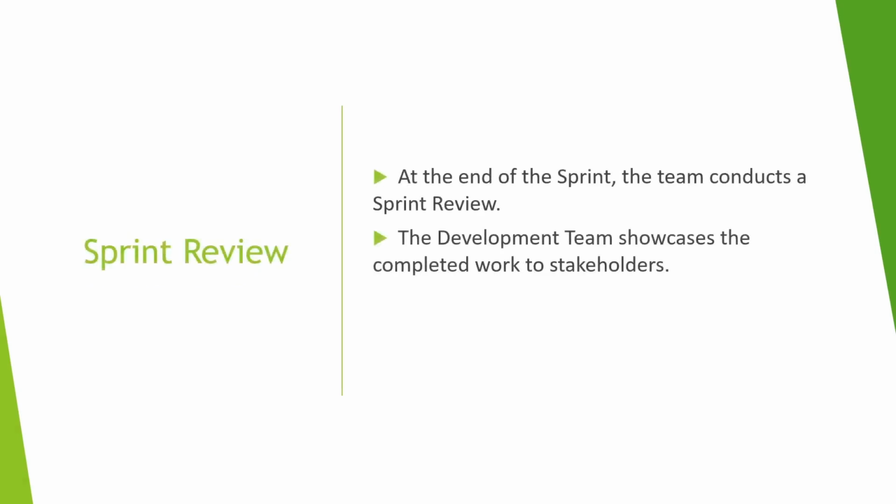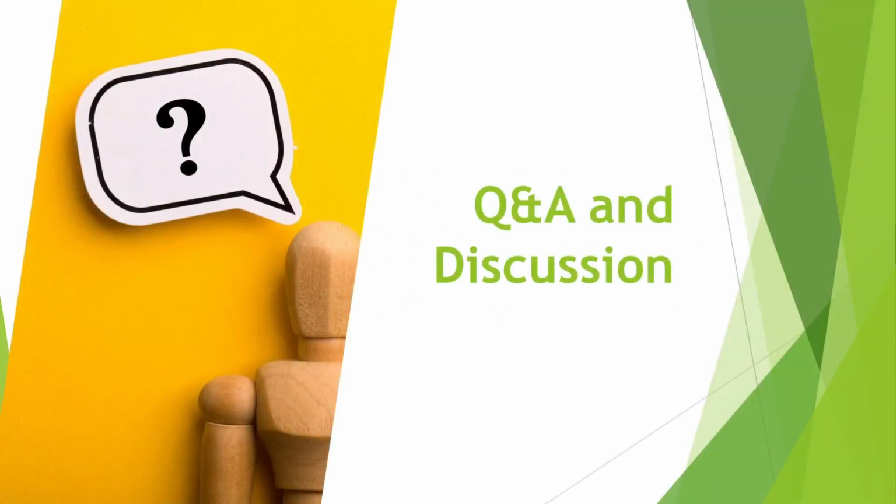Then sprint review. At the end of the sprint, the team conducts a sprint review. The development team showcases the completed work to stakeholders. Feedback is gathered, and the increment is demonstrated to the stakeholders. So that is everything on Scrum.